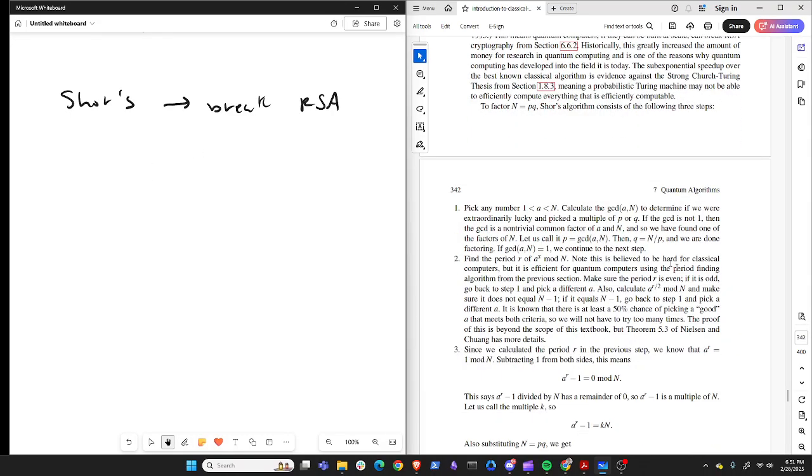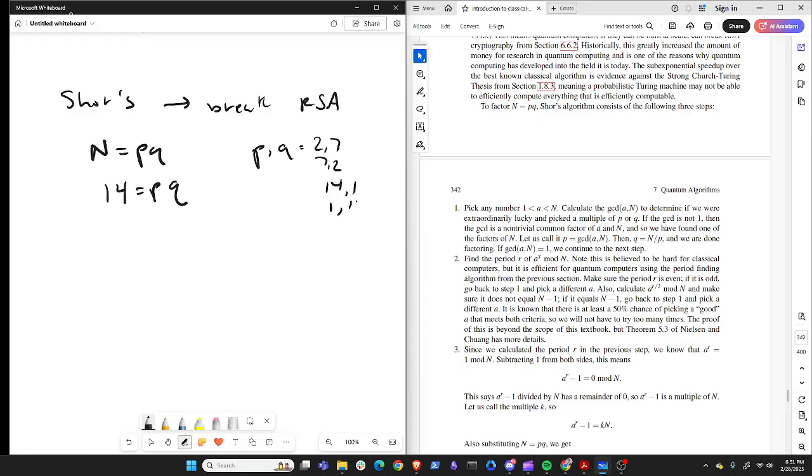So we have n, and we want to factor it into p and q. So we pick a number between 1 and n. Let's say that n is 11. Well, that doesn't make any sense because that's a prime number. We could easily factor that one. So let's say we have 14. We want to factor this into p and q. Well, we can see right away p and q should be 2 and 7, or 7 and 2, or 14 and 1, or 1 and 14. We have several different possibilities there.